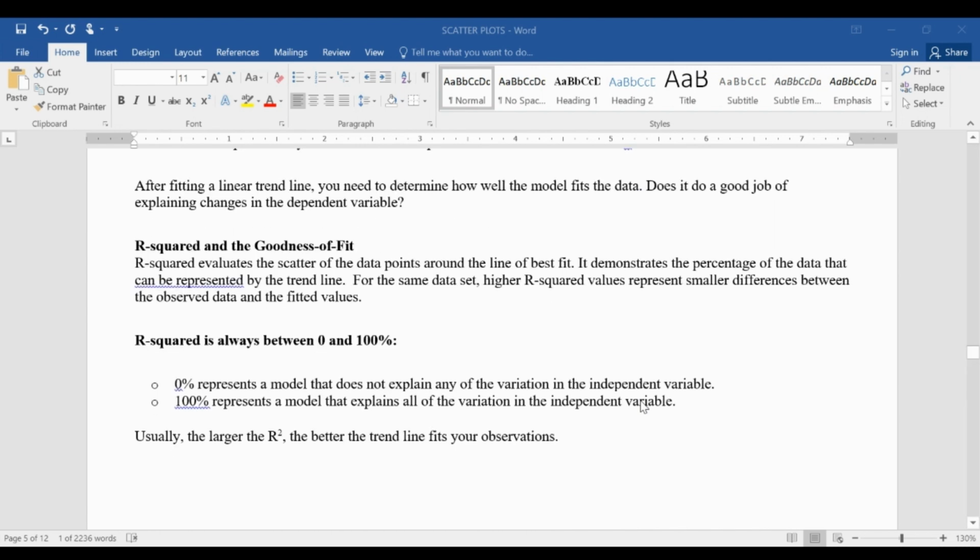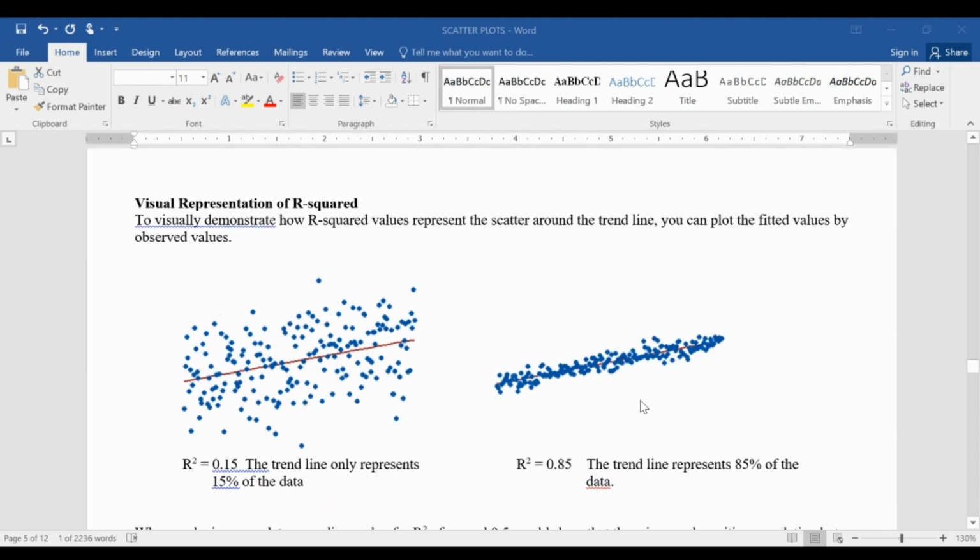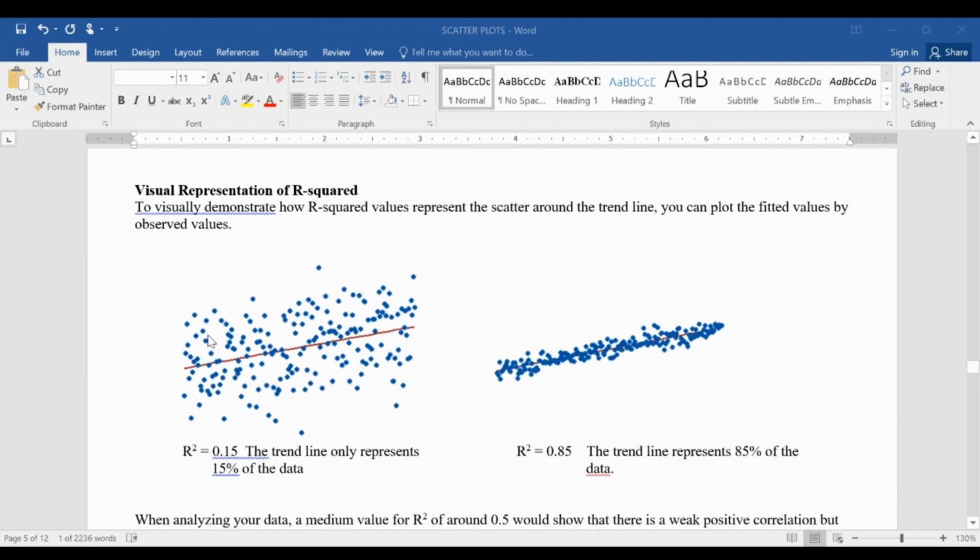So you basically take the correlation coefficient R, you square it, and we're going to look at a decimal value anywhere between 0 and 1. If we have an R squared of 0, the trend line represents none of the data. If we have an R squared of 100%, or exactly 1, it explains everything about the data. The larger the R squared, the closer to 1, the better the trend line fits your observations.